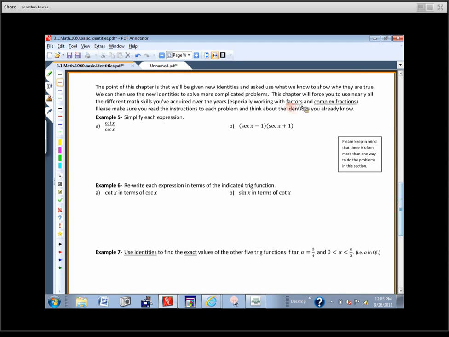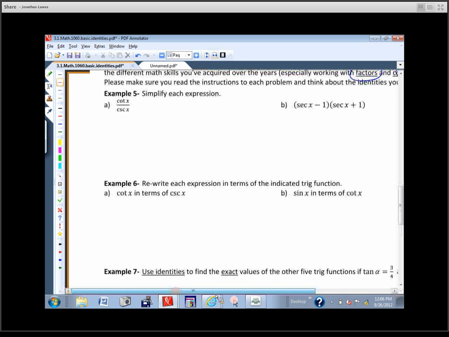So keep in mind that we're going to work with factors and complex fractions quite a bit. This one says simplify each expression. And again, this doesn't always work, but many times a good place to start is writing everything in terms of sines and cosines, because those are really familiar and nice functions. So to simplify this expression right here, I'm going to write it in terms of sines and cosines. So the top is cotangent.